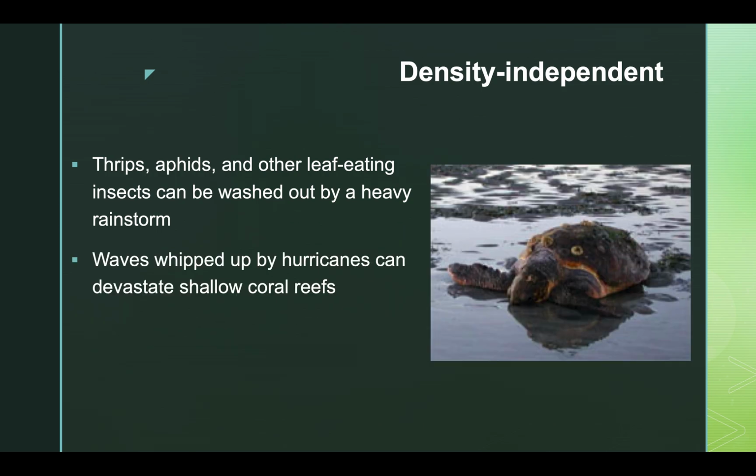Another one would be waves that get really amplified by hurricanes, which can cause big damage to coral reef ecosystems and wipe out certain coral reef colonies. Again, that storm is coming regardless of the density of the coral reef at that time. So, another density independent factor.